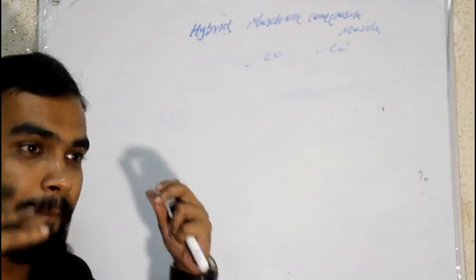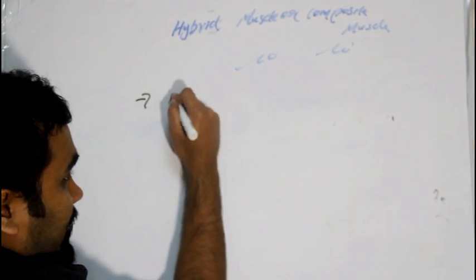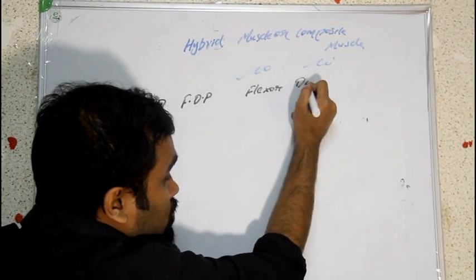In the same way, in the upper limb some muscles are hybrid. It is frequently asked in MCQ. So we will see what the muscles are. One muscle I already told you, the first muscle is FDP, flexor digitorum profundus.